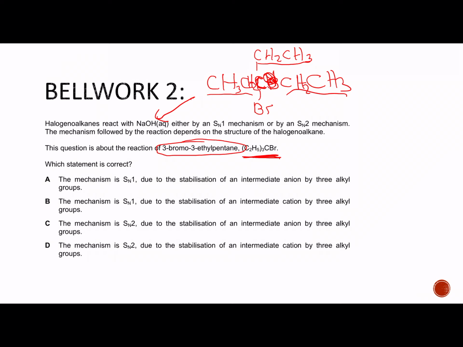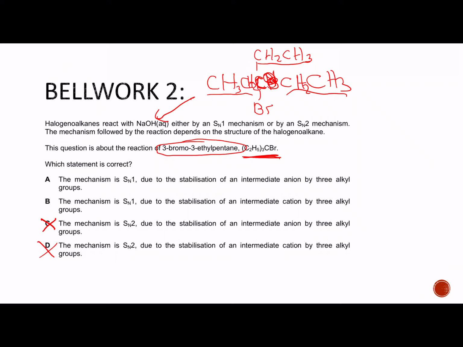And so once you've drawn out and expanded this molecule, it should be relatively easy to see at least part of the answer. Because this is a tertiary halogen alkane, we know that the mechanism has to be SN1, so we can take out the answer options C and D.